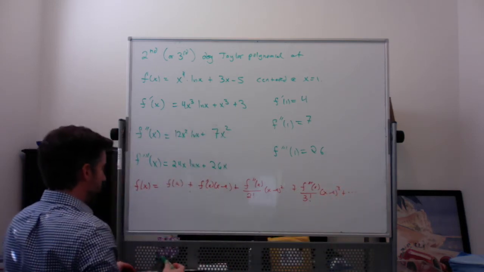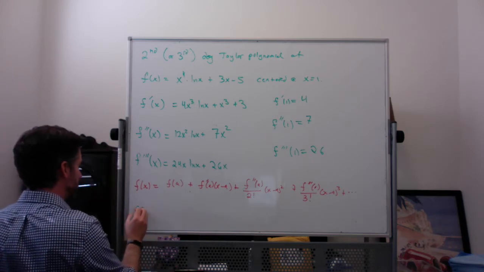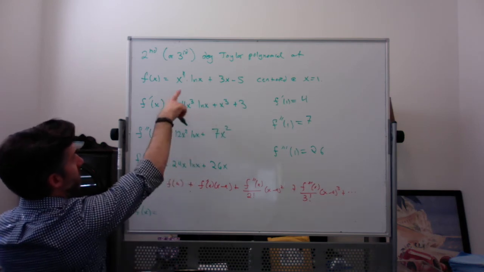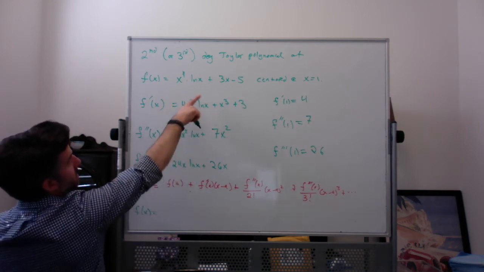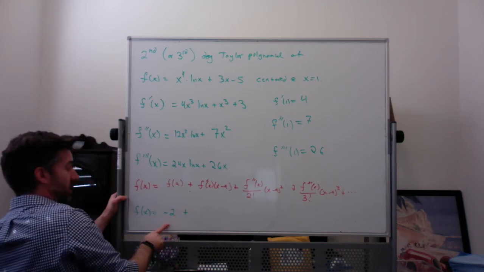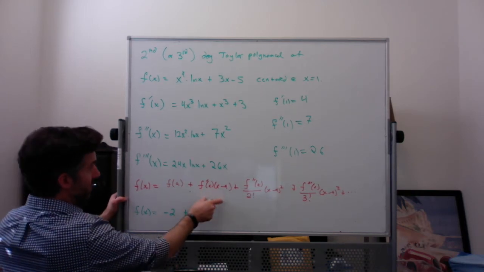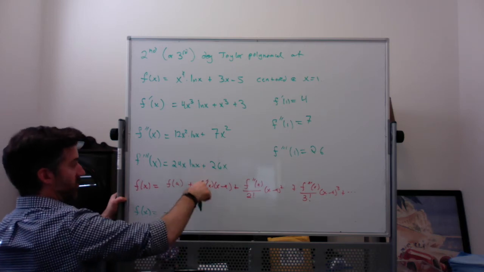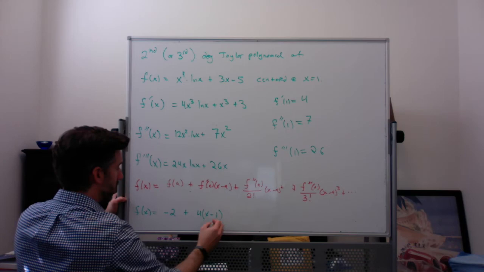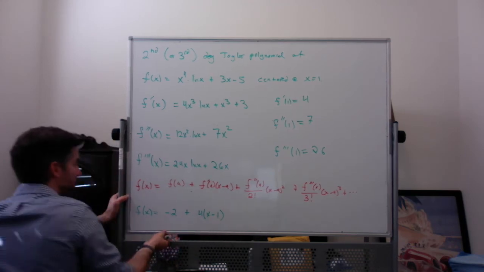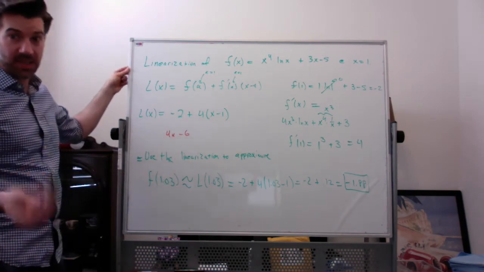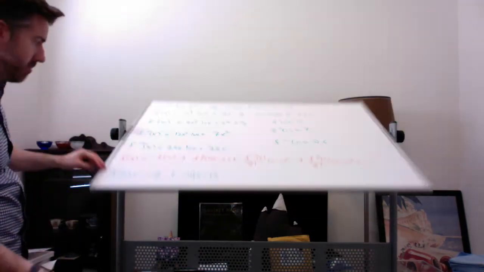So, writing out our particular function, the first term is f of 1. Sorry, f of 1 is negative 2. So there's the 0th degree Taylor polynomial. And then if I add the next term, f prime of 1 is 4, times x minus 1. There's our first degree Taylor polynomial, which is the same as the linearization. That is literally the same thing every time. They are exactly the same.